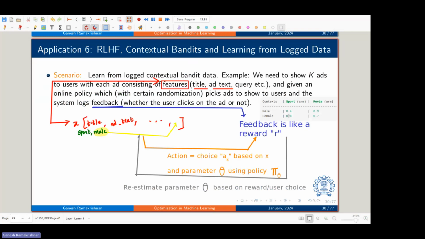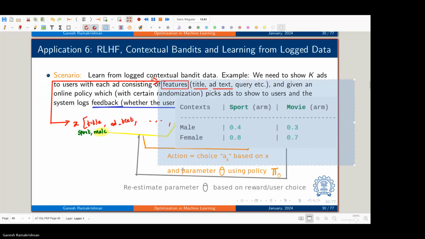So you have the title of an ad. So features, right? Features: title, ad, query, etc. Those are all features of the ad. That's X_i, sorry, for an individual. Take an individual. Now, given an online policy, which basically says that now we have taken a slightly different example. Let's delve into the example.